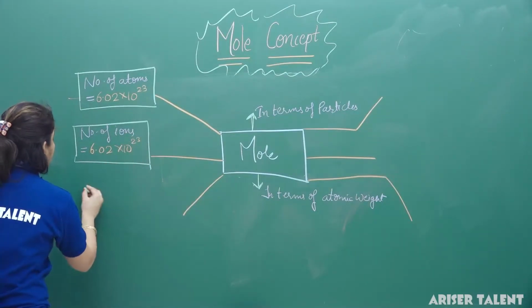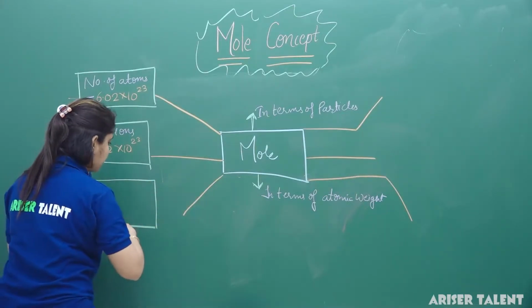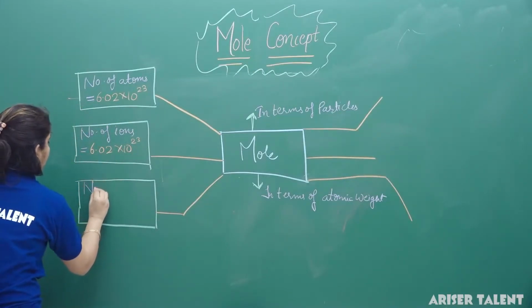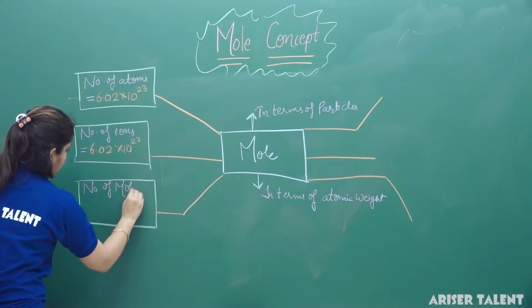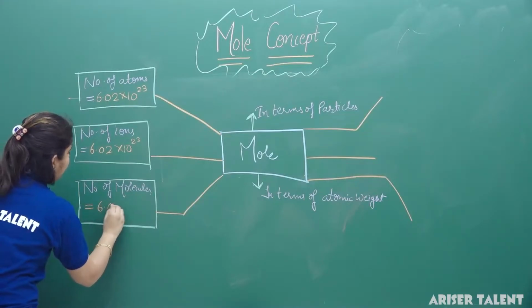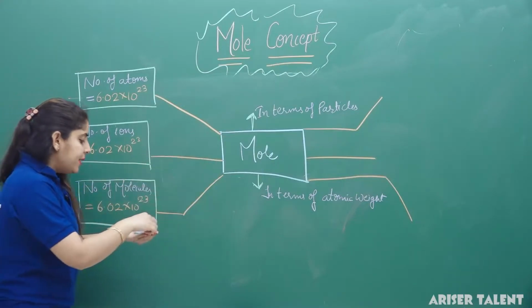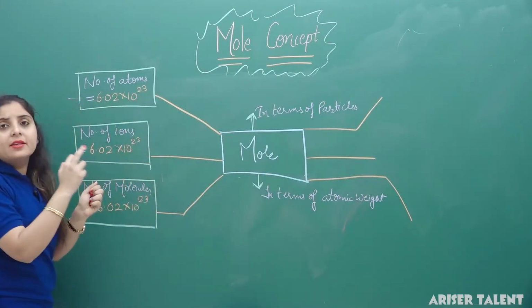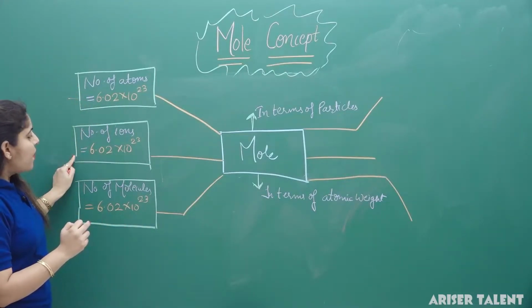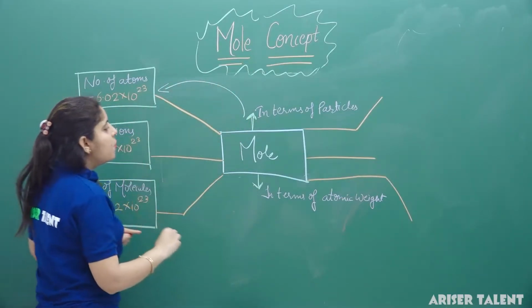Third category, we have about the number of molecules. And number of molecules will be numerically equal to again 6.02 into 10 raised to the power 23. So, in terms of particle, we have defined the mole concept into three categories, that is about number of atoms, number of ions and number of molecules. So, this is basically defined on the basis of number of particles.